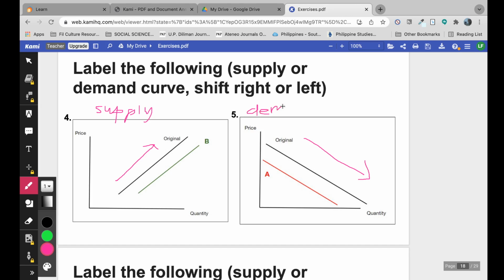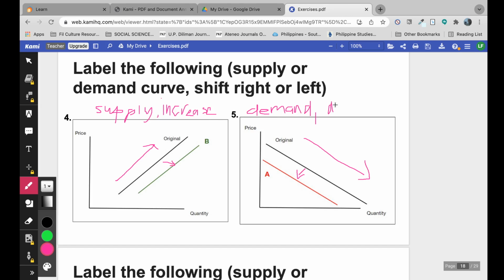And we see that from the original demand curve, there have been shifts, right? So for the supply curve, there has been a shift to the right from the original demand curve to B. And then for the demand curve on number 5, there has been a shift to the left. And for shifts to the right, supply has increased, right? There has been an increase in supply or quantity supplied. And then for the demand, there has been a decrease in the quantity demanded.